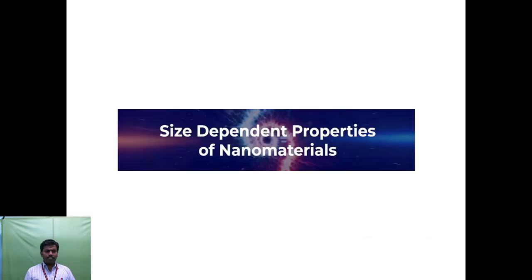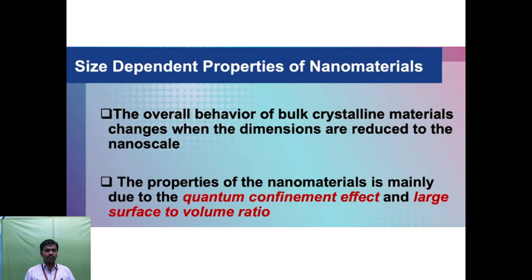Size dependent properties of nanomaterials. The overall behavior of bulk crystalline material changes when the dimensions are reduced to the nanoscale. The properties of nanomaterials are mainly due to two factors: one is the quantum confinement effect, and the other is a large surface to volume ratio. These two main properties are responsible for the different nature of nanoparticles.